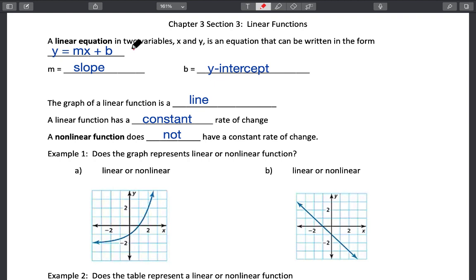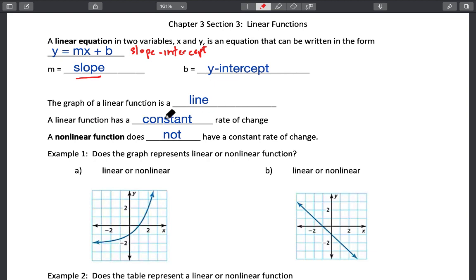This is known as the slope-intercept form of a linear equation. Now, it's called slope-intercept form because m, the coefficient on the x variable, represents the slope of that line, and b represents the y-intercept. And as you might assume, the graph of a linear function is a straight line.